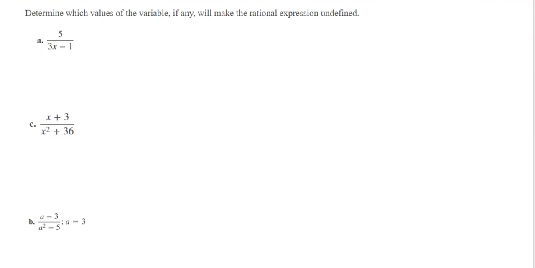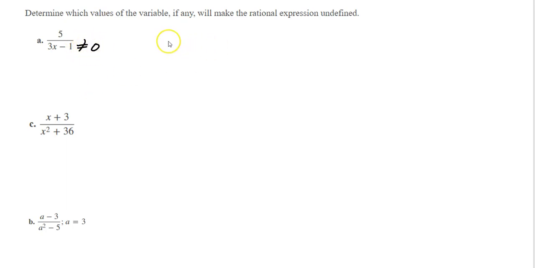Here's some examples of some rational expressions. We'll just kind of work through them real quick. Determine which of the values of the variable, if any, will make the rational expression undefined. That's what we're looking for. We want to find out, where is this thing going to be undefined? Where is the denominator going to equal 0? If it equals 0, it can't do that. So on this first one, let's look right here. This part right here cannot equal 0.